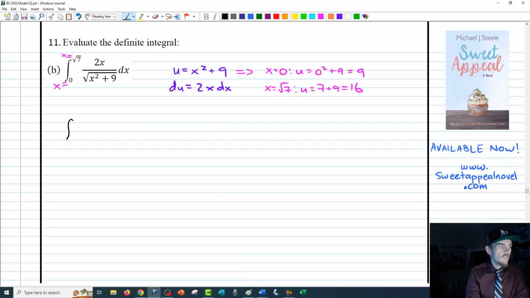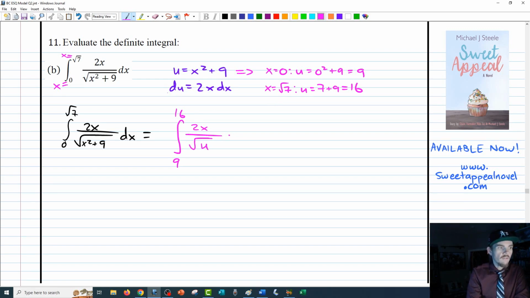So effectively what we're going to have is that the integral from 0 to root 7 of 2x over the square root of x squared plus 9 dx is going to be equal to an alternate version of the integral. It's going to be equal to the integral from 9 to 16 of 2x over the square root of u. And then specifically here, du is 2x dx. So that means dx is going to be du over 2x. As mentioned earlier, the 2x's divide away. We end up with the integral from 9 to 16 of 1 over the square root of u du.